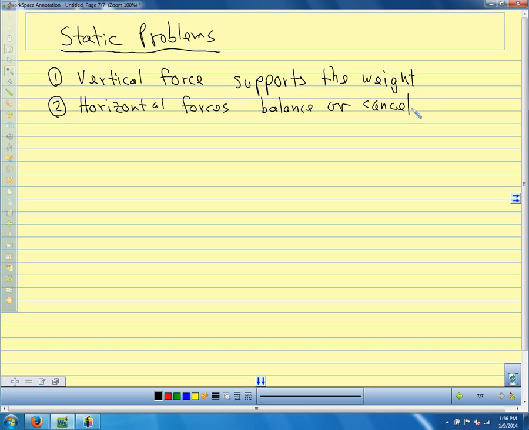And the horizontal forces, because it's not moving, it's not being pulled in one direction or the other, always have to balance. So when you're doing static problems, a lot of times you end up with two equations. You have to solve one equation for one variable and plug that into the other. Same kind of idea: break the forces into components, add the components, but in a static problem the vertical supports the weight, and the horizontal components balance or cancel.